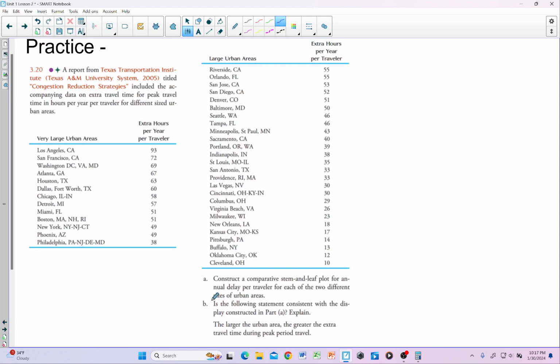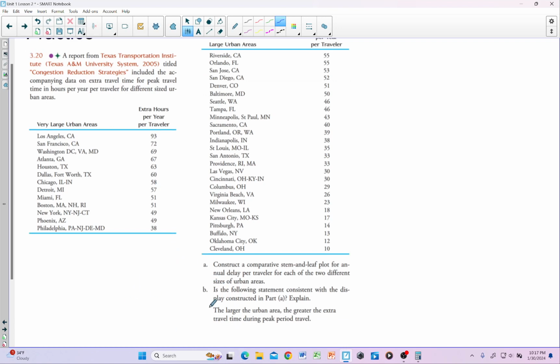So really there's a statement that researchers make here: the larger the urban area, the greater the extra travel time during peak period. Well, let's find out. What we're going to do is construct what's known as a comparative stem and leaf chart. A comparative stem and leaf chart allows you to put two different charts on the same axis so that you can compare them. Well, how do you do that? So let's start with the first one.